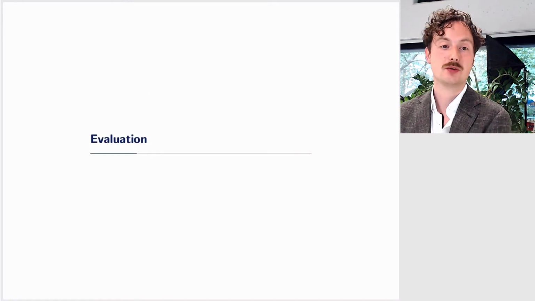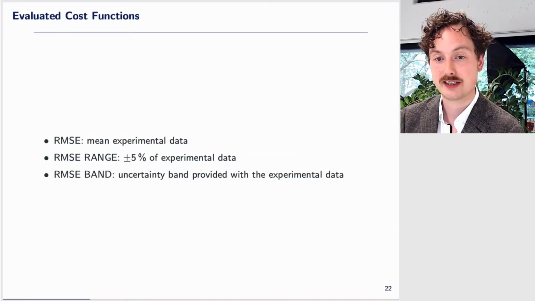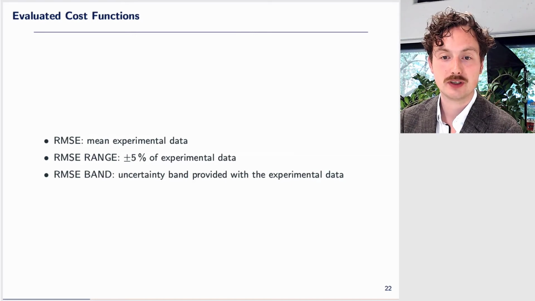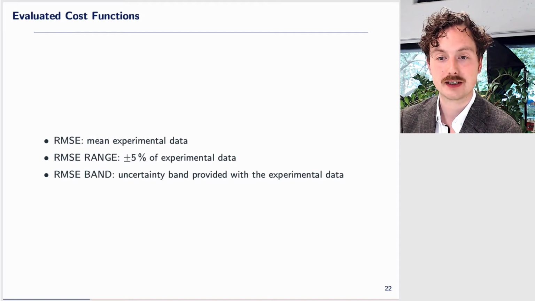So let's come to our evaluation. What cost functions did we evaluate? We did inverse modeling with RMSE, then with a range of 5% around the experimental data, and the band consisting of upper and lower boundaries given by the uncertainty provided with the experimental data.